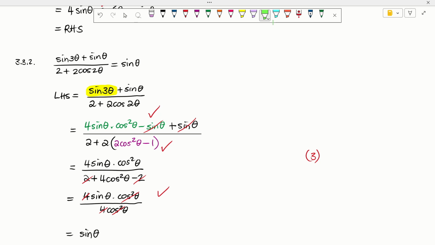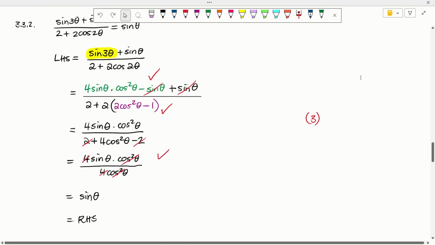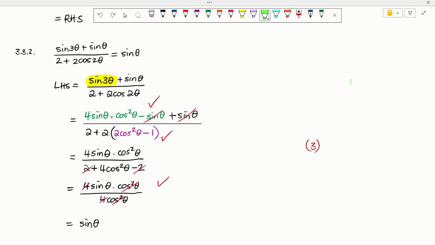how can this be divided by 0? Can this side be divided by 0? No, there's nothing on the bottom. Can this other side be divided by 0? Yes, because there's something on the bottom. So this guy on the bottom, if it becomes 0, then my whole thing here is undefined.